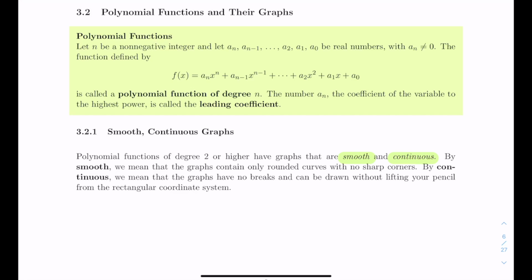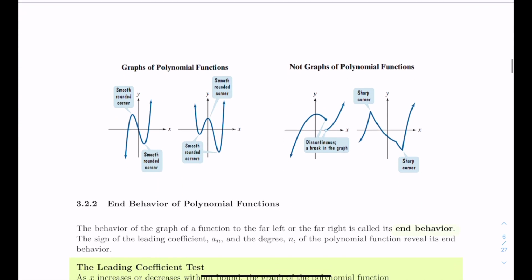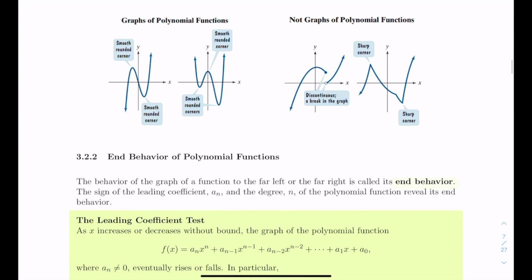And so if we look below, we can see some graphs of polynomial functions. On the left-hand side, you can see that we have smoothly rounded corners, and I can draw this shape without lifting my pencil. For the graphs that are not polynomial functions, we have discontinuity in the first graph, so I'd have to lift my pencil to draw that one. And then I have sharp corners, so they come to a point. So they're not smooth.